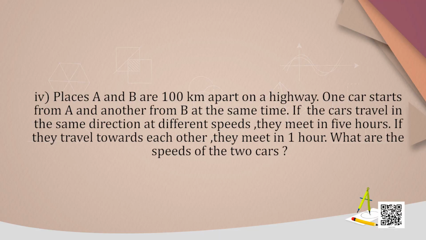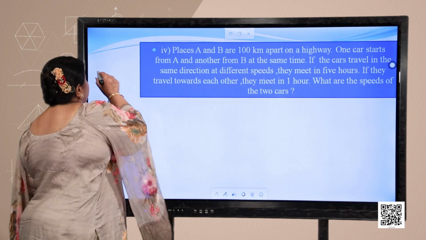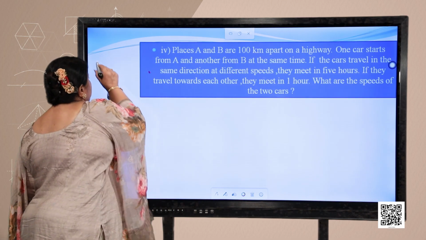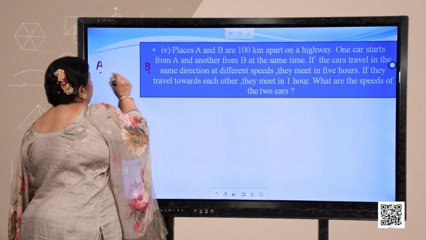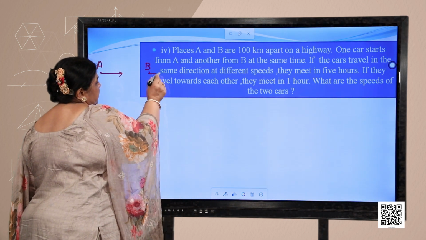Here, places A and B are 100 kilometers apart on a highway. One car starts from A and another from B at the same time. Let us take the situation, this is A and this is B. They are starting at the same time.